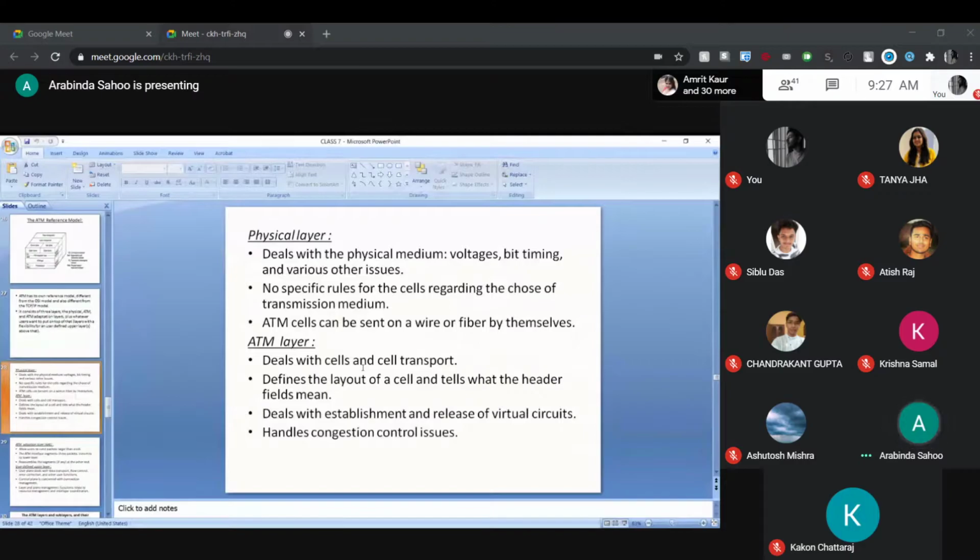The next one, your last one, is that it handles congestion control issues.